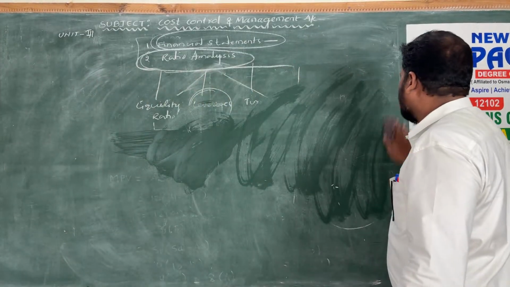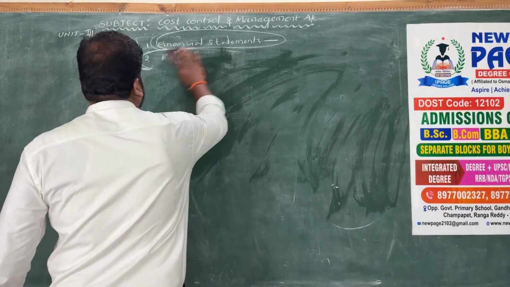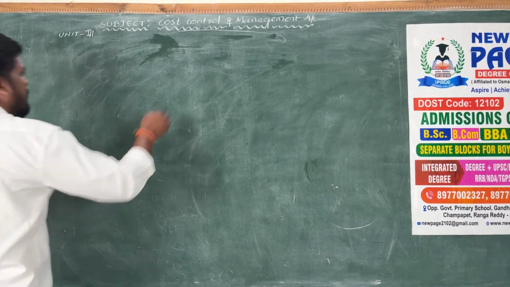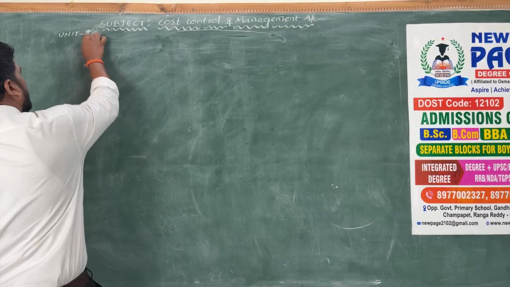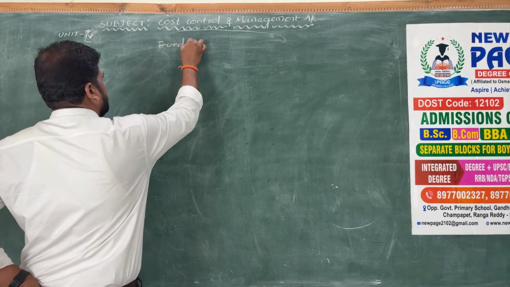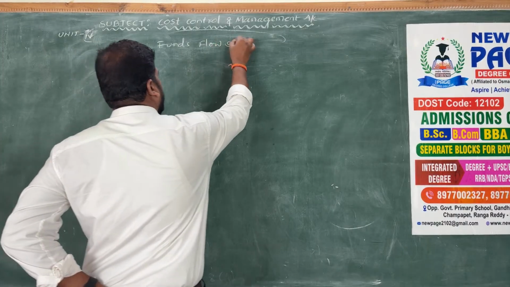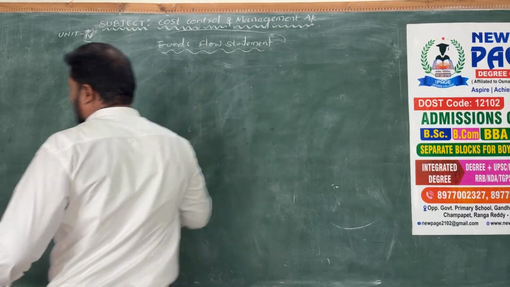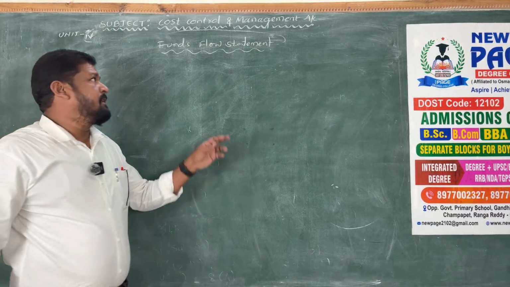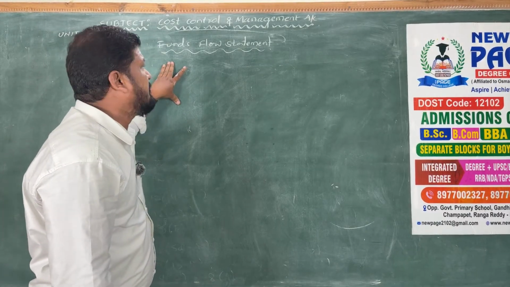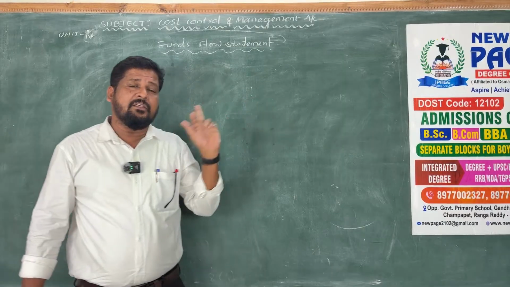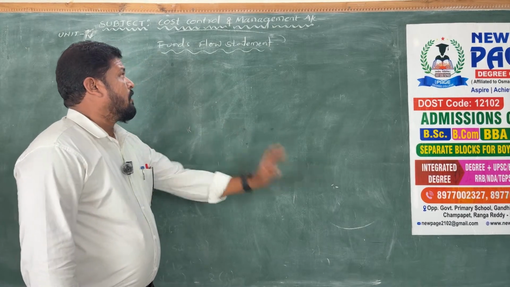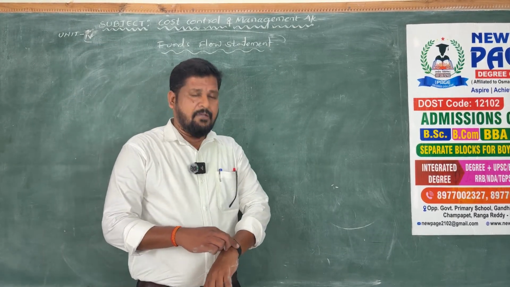Next one, fourth unit. Fourth unit, funds flow statements. Okay, only one chapter in fourth unit. So in this unit also two long questions are given. One question is a theory question, another question is a problematic question. Okay, what is the theory question? So here you must read the two questions. Okay, I will give the two questions.